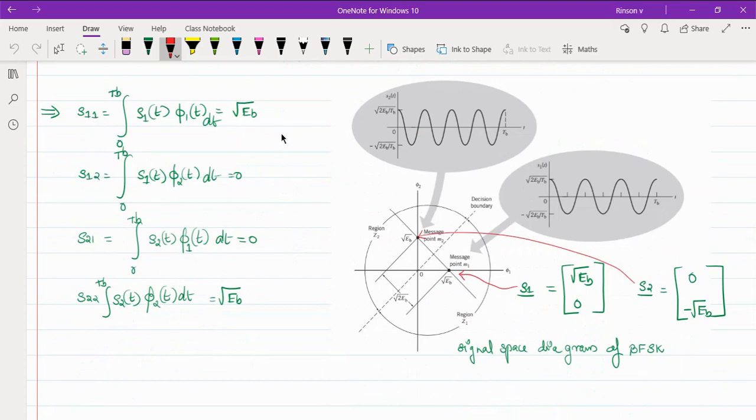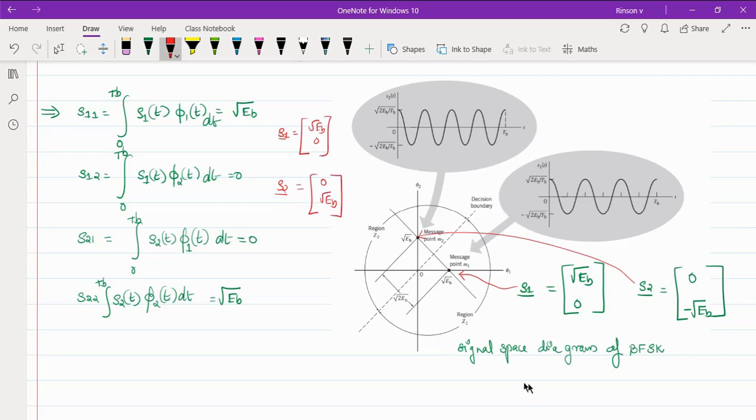Now the signal vector S1 is root EB, 0, and S2 is 0, root EB.